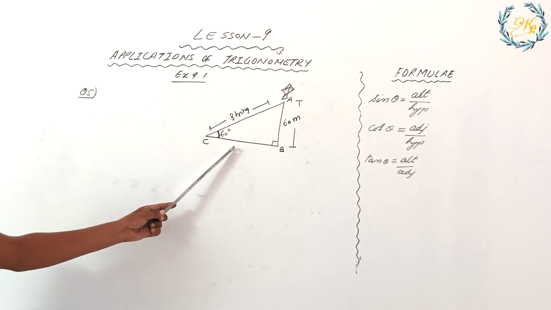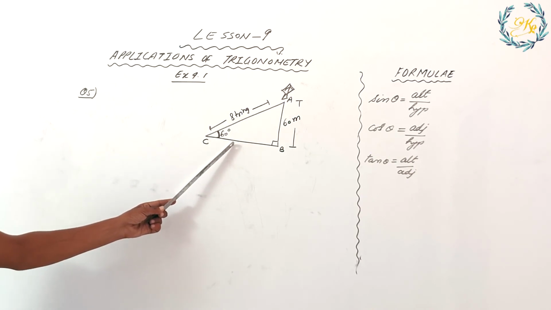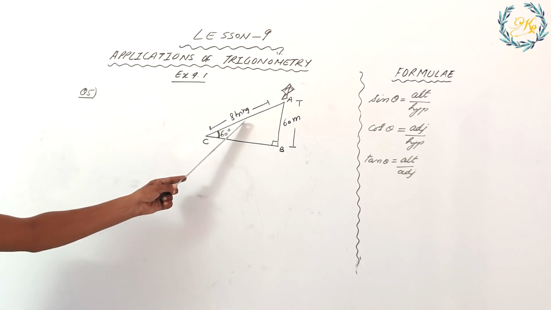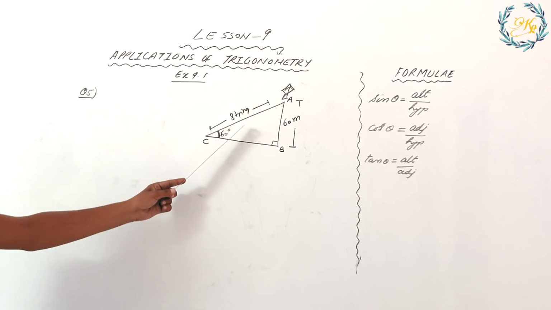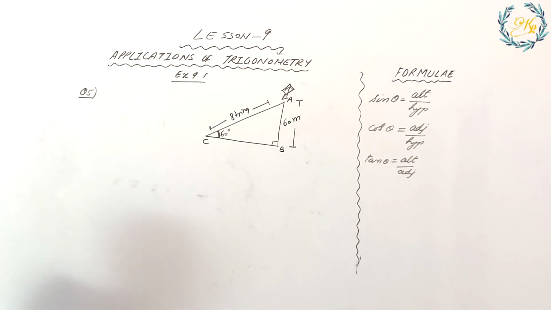Now, what are we supposed to find? We have to find the length of the string. It means that there is no slack. Now, no slack means the string is tight, when the kite is flying at great speed in the air. Alright, so what are we supposed to do here?